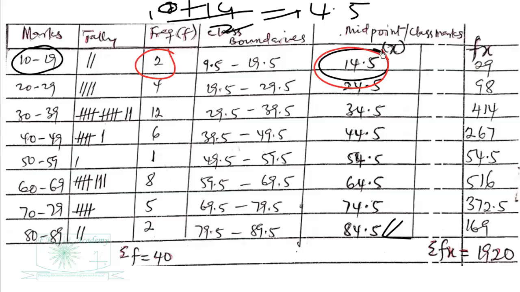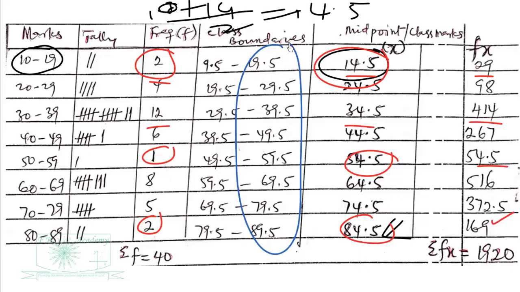the class midpoint. So 2 times 14.5 will give us 29. 12 times 34.5 will give us 414. 1 times 54.5 will give us 51.5. 2 times 84.5 will give us 169. So the total of the frequencies is 1920. So we can now draw a histogram using the upper class boundaries over here.